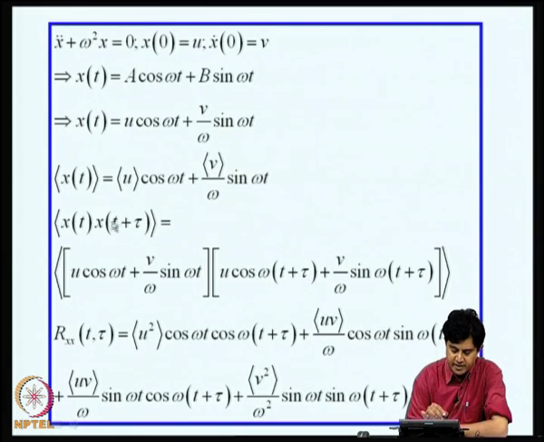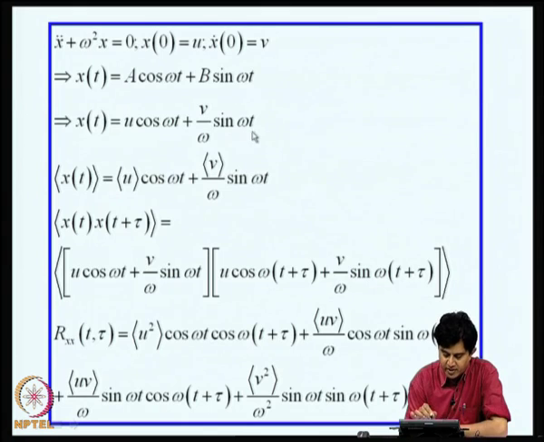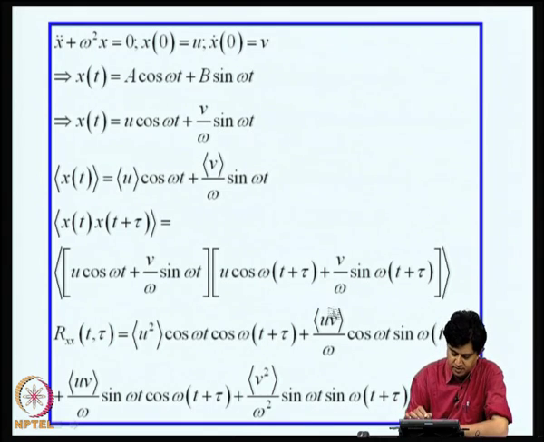Expected value of x of t is expected value of u into cos omega t plus expected value of v divided by omega into sin omega t. Since we are not yet given the information on the expected values of u and v, this is the answer at this stage. Now, you find the autocorrelation: you have to multiply u cos omega t plus v by omega sin omega t with x of t plus tau and carry out the calculations, and this is the answer that we get.